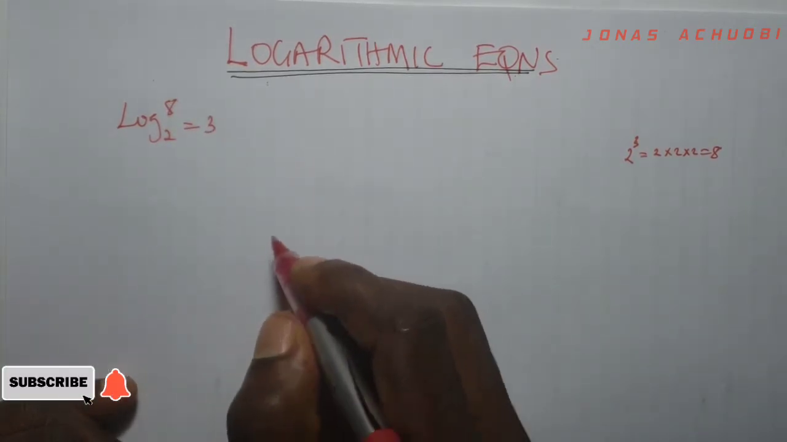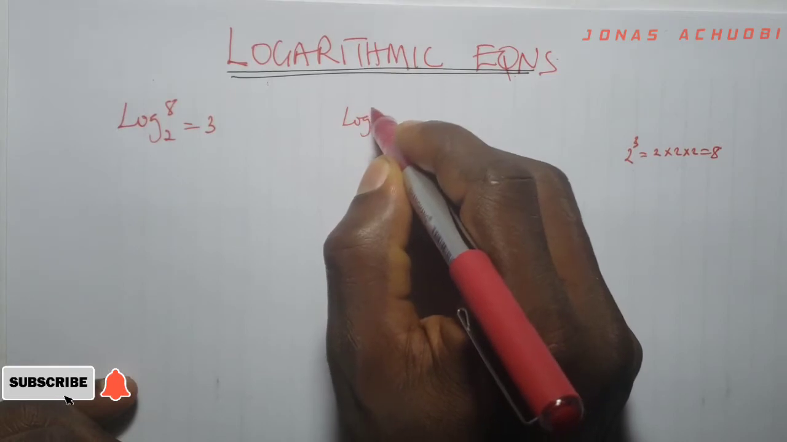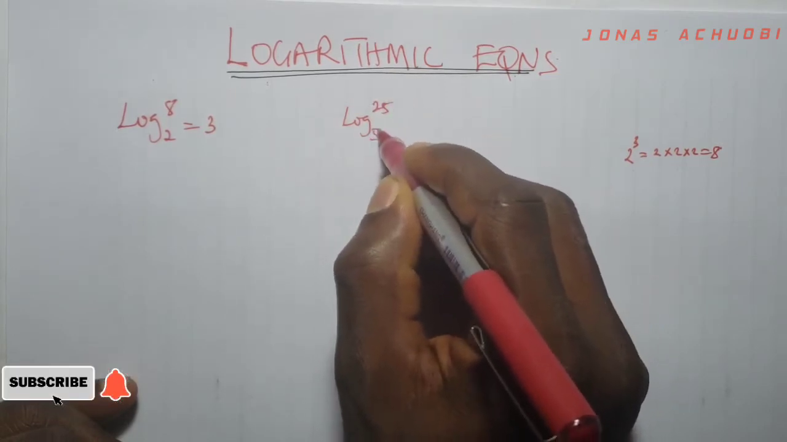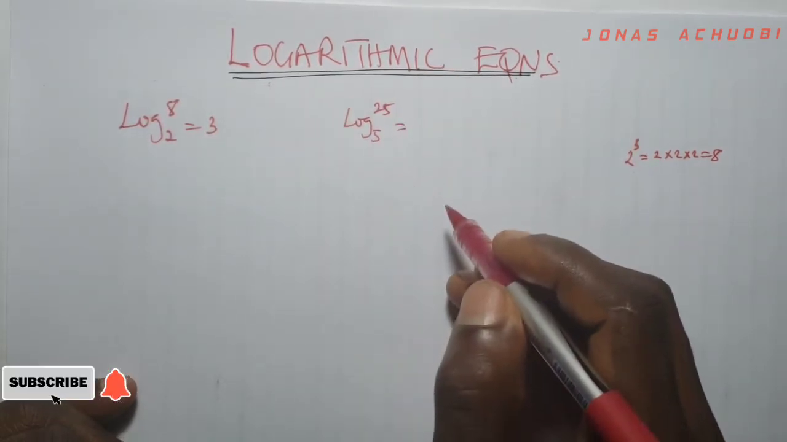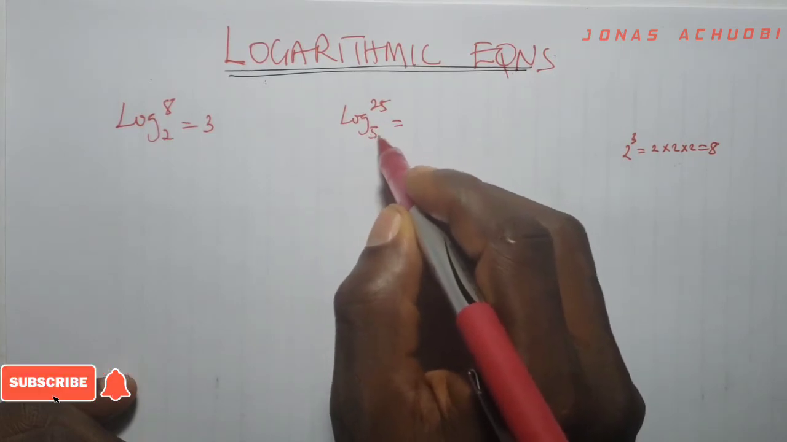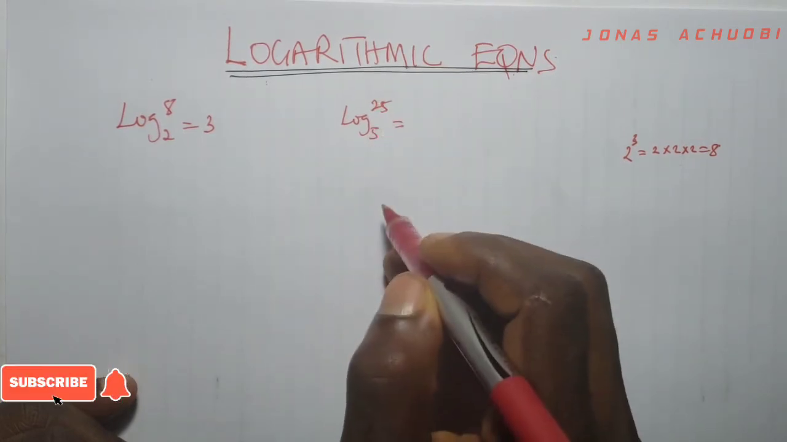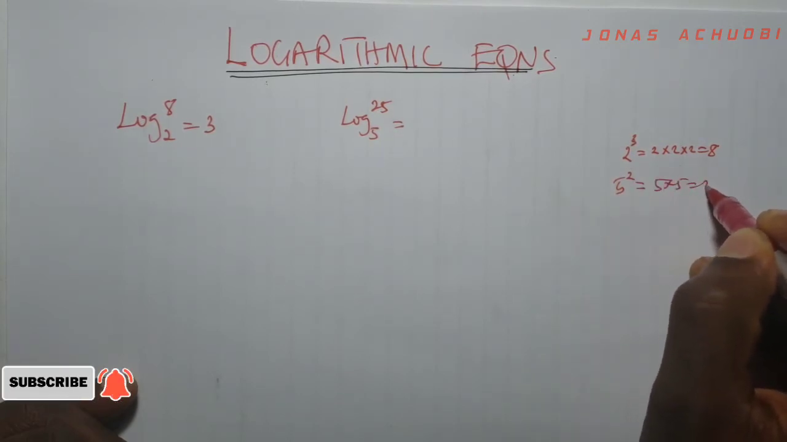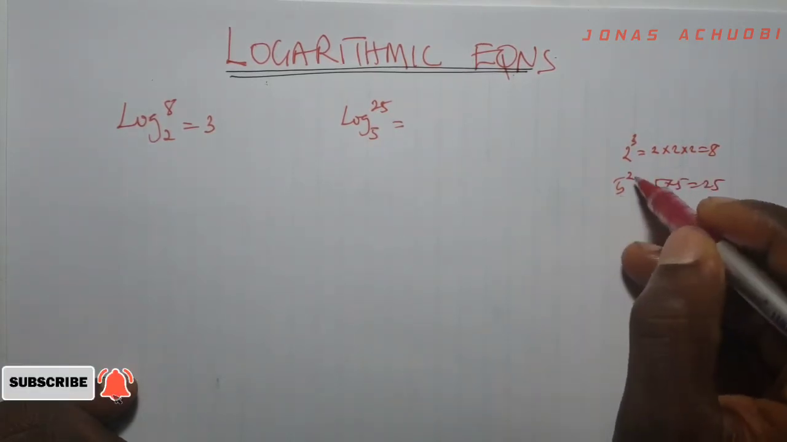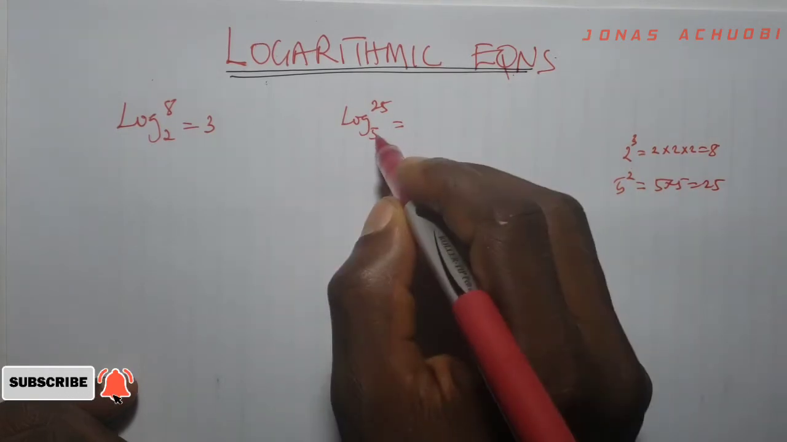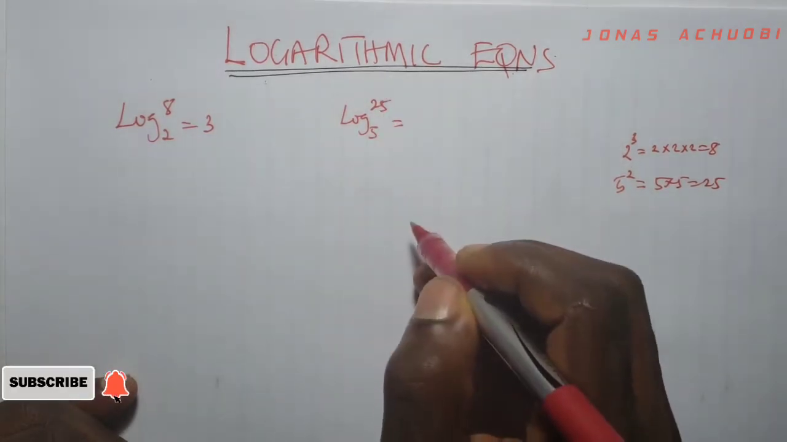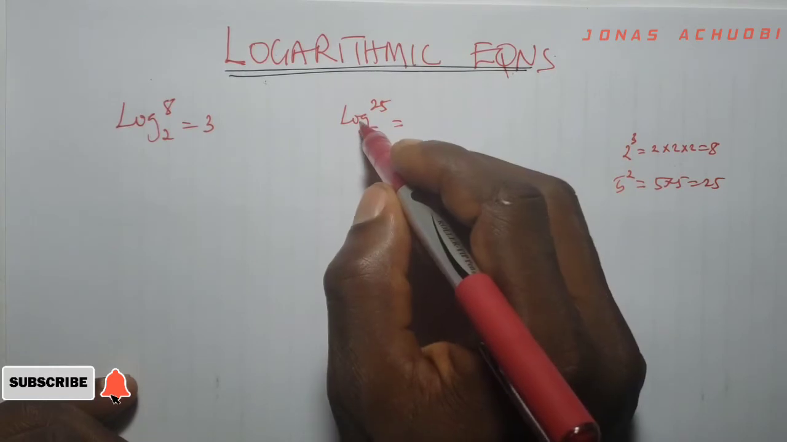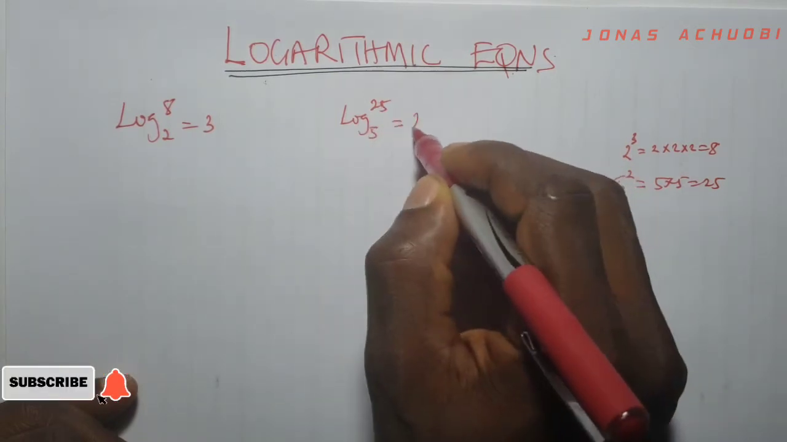3. Again, if you're asked to find the logarithm of say 25 in base 5, what does it mean? It means to what power should 5 be raised to get 25? And again, 5 raised to the power 2 is 5 times 5 equal to 25. 5 squared is 25. So if we raise 5 to the power of 2, we get 25. For that reason, we say that the logarithm of 25 in base 5 is 2.